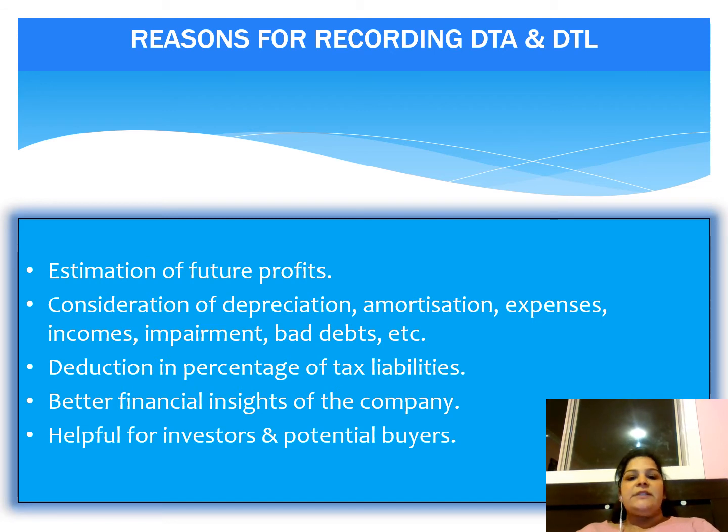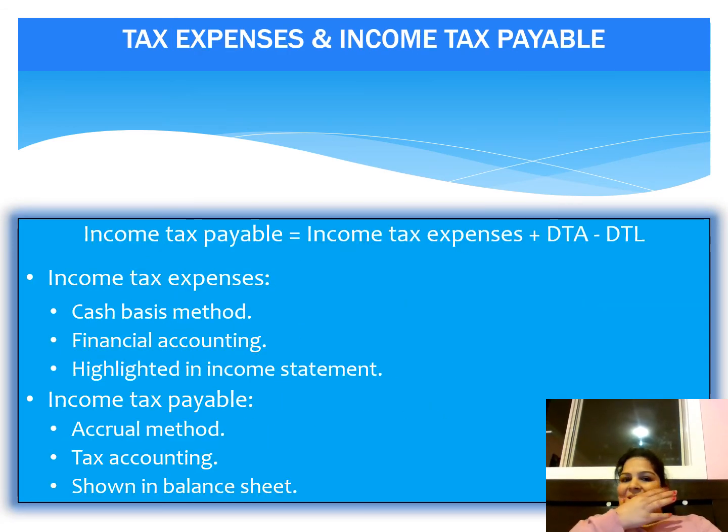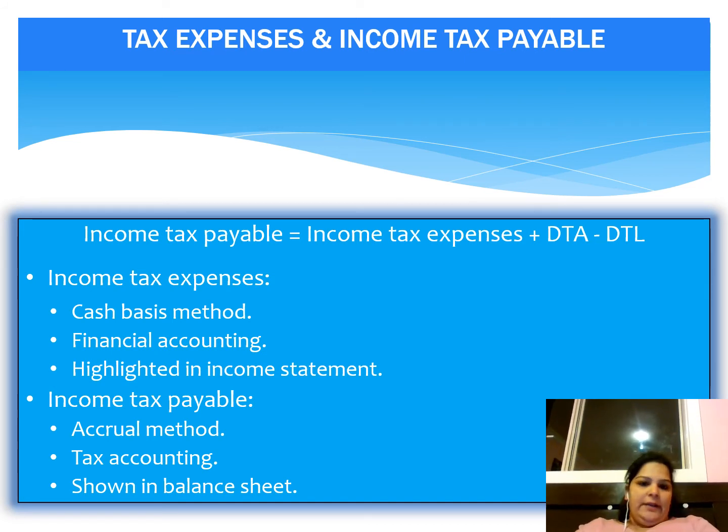Further profit is considered to exceed the expense. Liabilities, incomes, impairments, bad debts and so on are present in the tax liabilities, which gives better financial insight into the companies and helps investors and buyers, as well as the tax expense and income. The formula is: income tax payable equals income tax expense plus DTA and minus DTL, where DTA is deferred tax assets and DTL is deferred tax liabilities. Income tax expense has three parts.